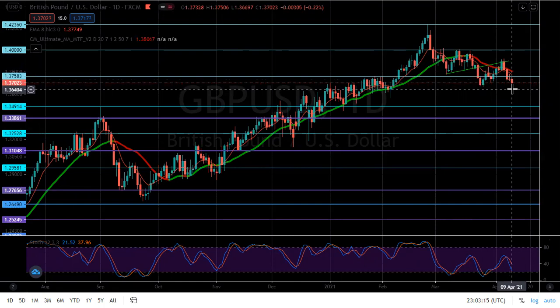And same we had with other pairs. For gold, I was looking forward to see a break and close above structure. We didn't quite get that. What we got was that bullish move because we already saw the divergence.